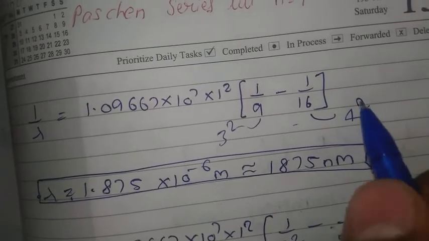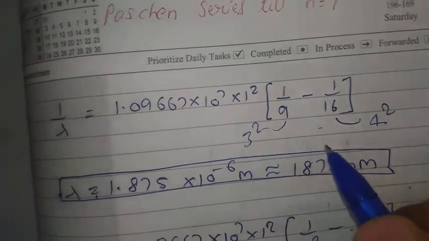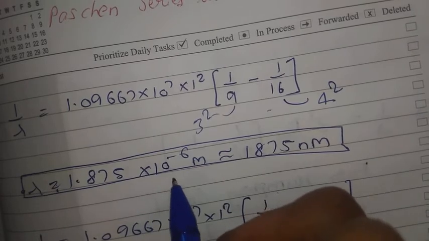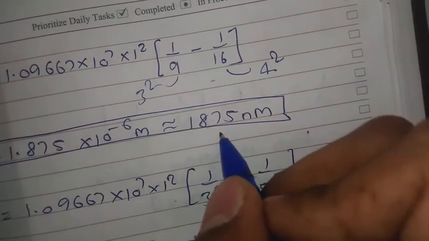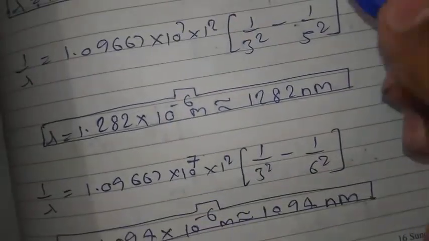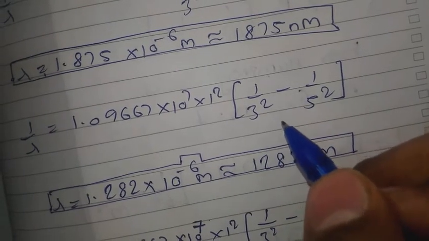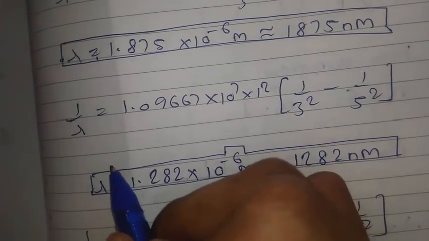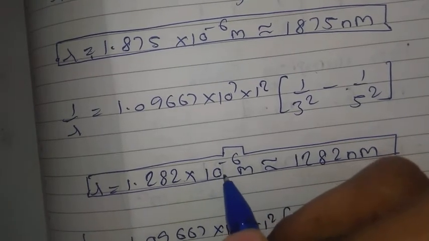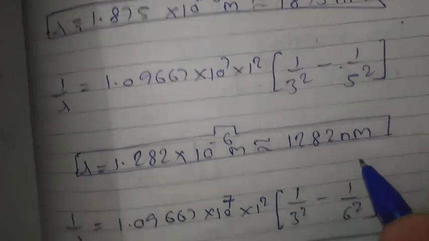So when an atom falls from the fourth energy level to the third energy level, lambda will be 1.875 into 10 to the power minus 6 meter, or it will be 1875 nanometer. This is the first wavelength of the Paschen series. Next one, using the same equation, it will fall from n equals 5 to the third energy level, as seen in the graph. So lambda is equal to 1.282 into 10 to the power minus 6 meter, or 1282 nanometer will be the wavelength.